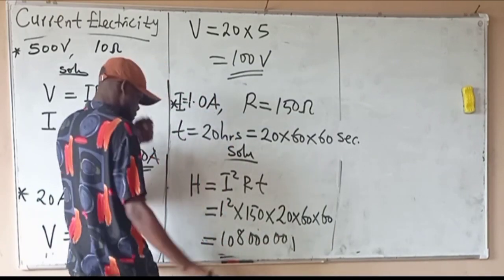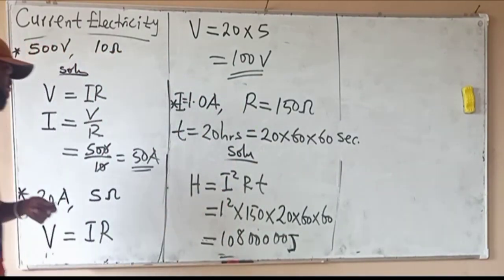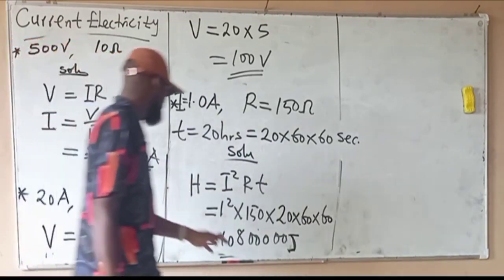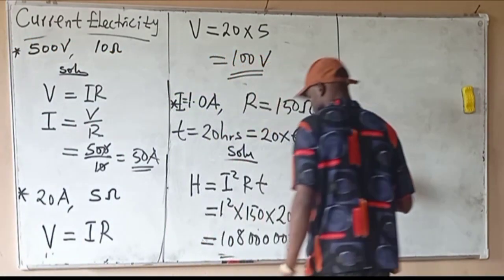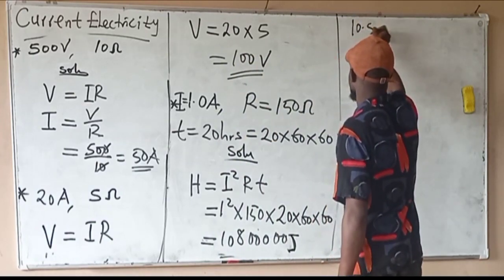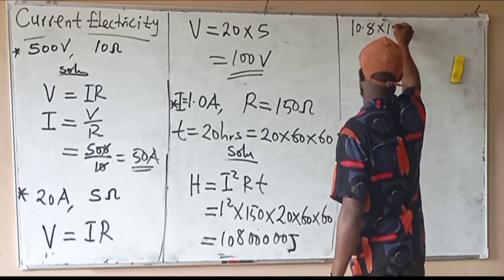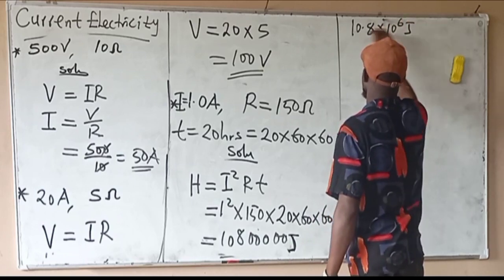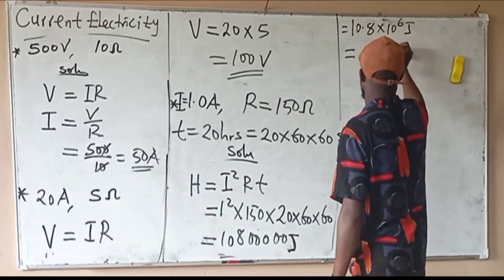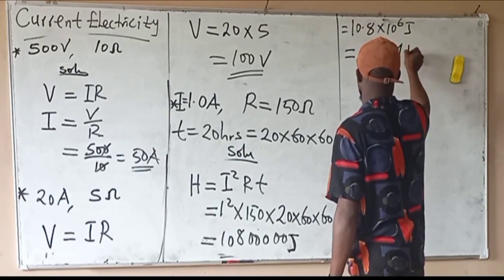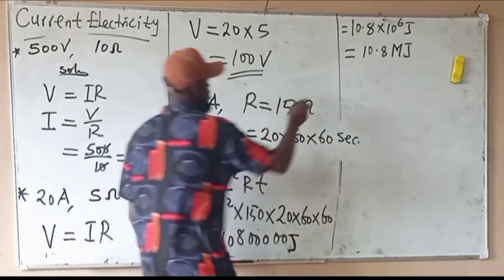That is the heat energy developed, so joules. Remember the unit of energy is joules. This can also be written as 10.8 times 10 to the power 6 times 10 to the power 6 joules, which becomes 10.8 megajoules, because 10 to the power 6 is mega in physics.